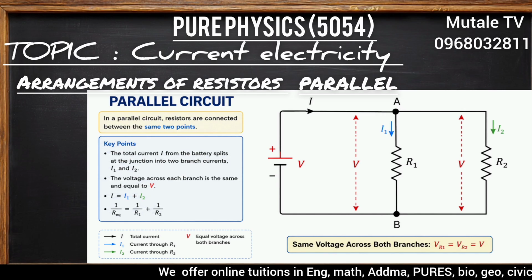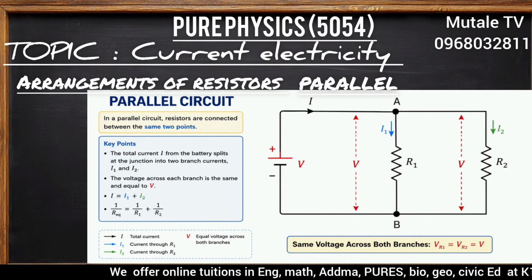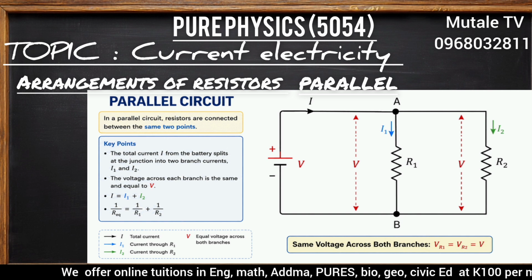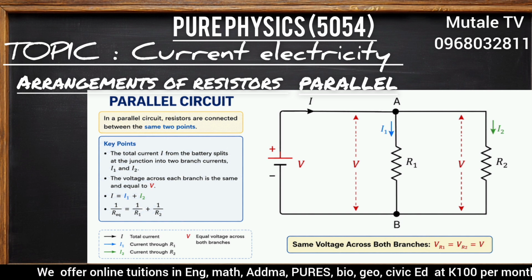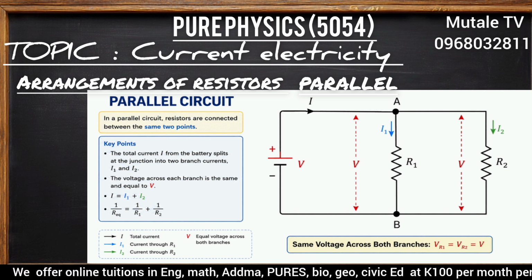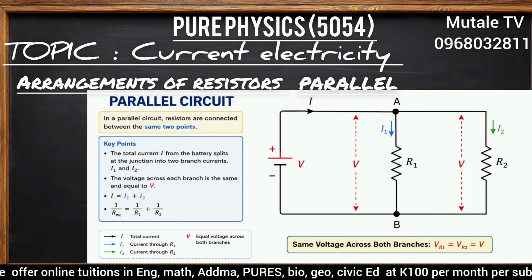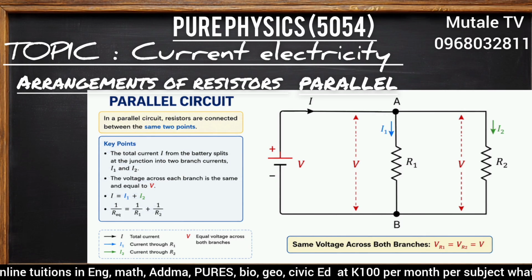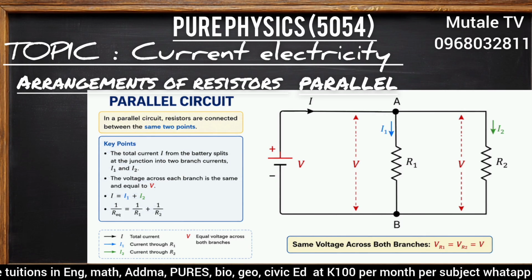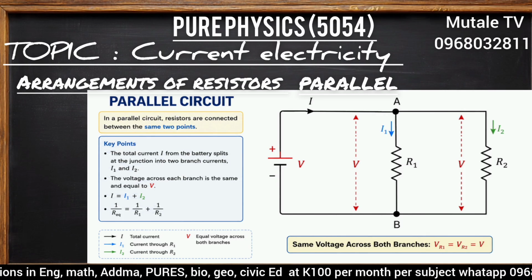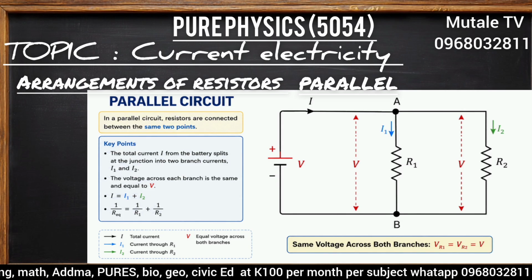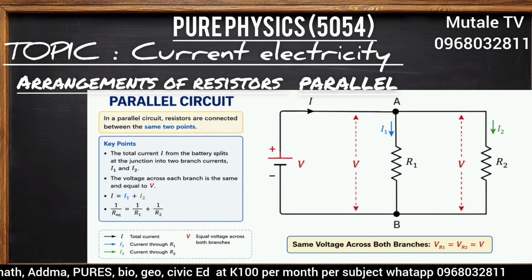So instead of simply adding resistance, the reciprocal of the total resistance equals the sum of the reciprocals of the individual resistances. So 1 divided by R is equal to 1 divided by R1 plus 1 divided by R2. When there are only two resistors in parallel, there is a short formula: resistance is equal to R1 times R2 divided by R1 plus R2. Only when there are only two resistors in parallel. That's when you use this formula.